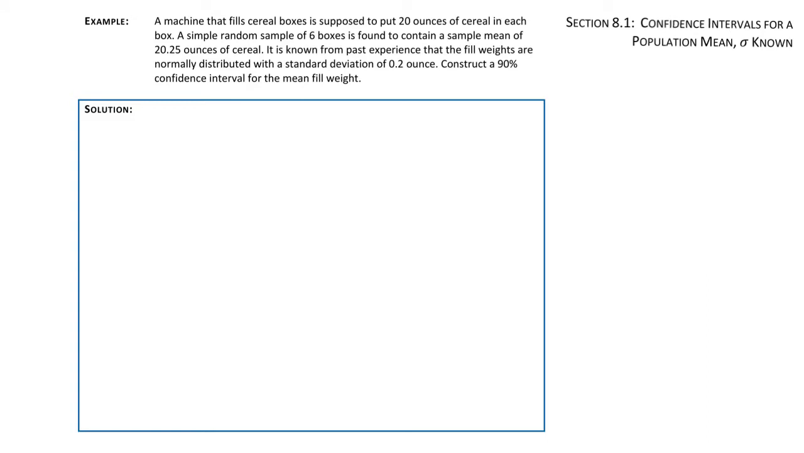Please read this example and underline the important information. In this example, the sample mean and the standard deviation are given. That means sigma is known. We need to construct a 90% confidence interval for the mean fill weight. First, we check the assumptions. The sample is a simple random sample and the population is known to be normal. The assumptions are met, so we may proceed.